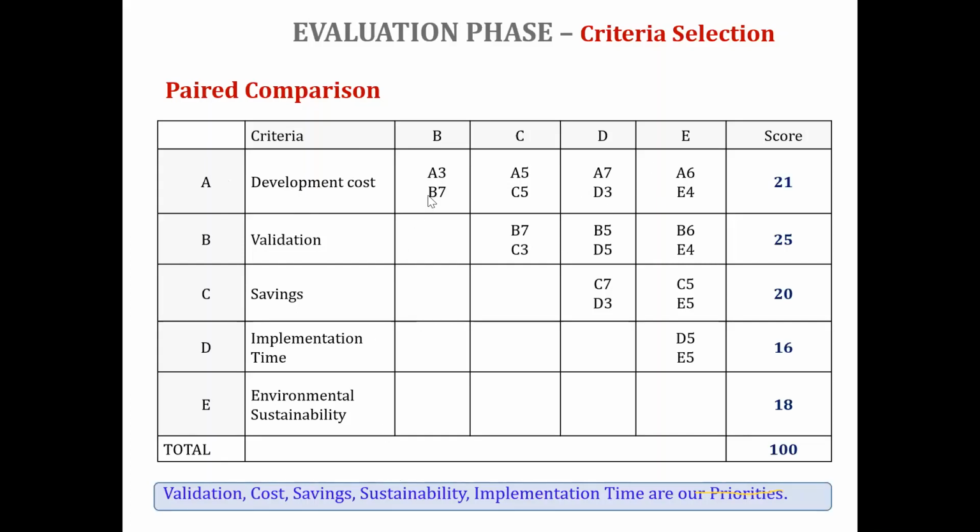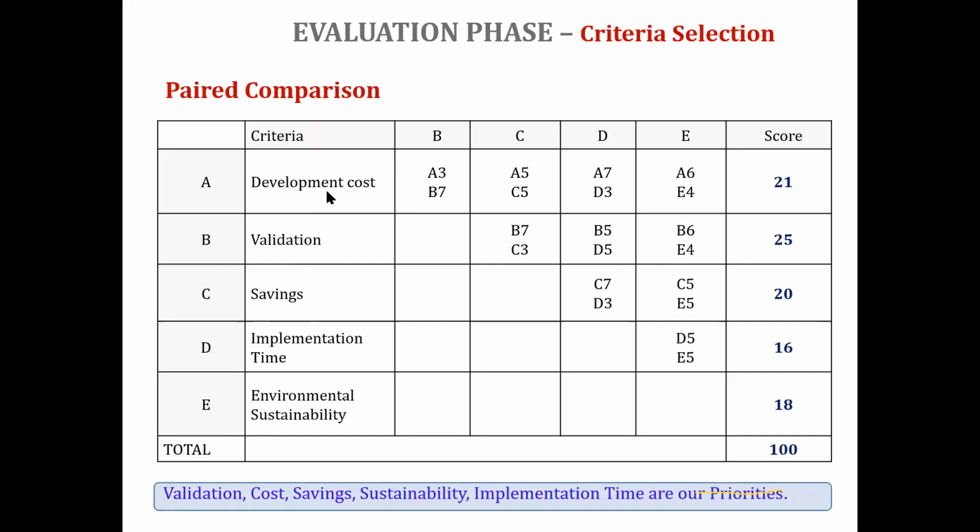So here, 10 points. I'm going to compare A with B, A with C, A with D, and A with E. It means I'm going to compare development cost with validation, development cost with savings, development cost with implementation time, and development cost with environmental sustainability. Look at this very carefully. So I'm going to compare this development cost with validation.